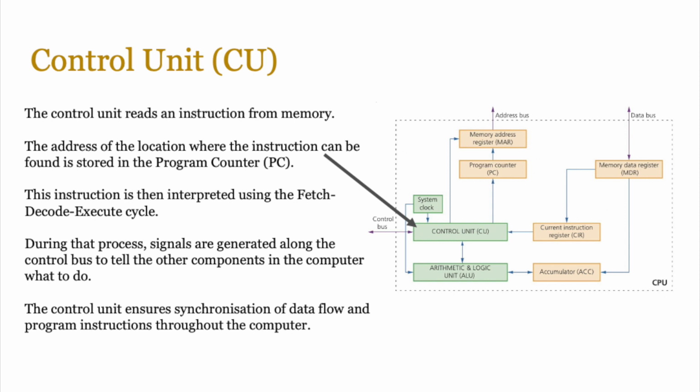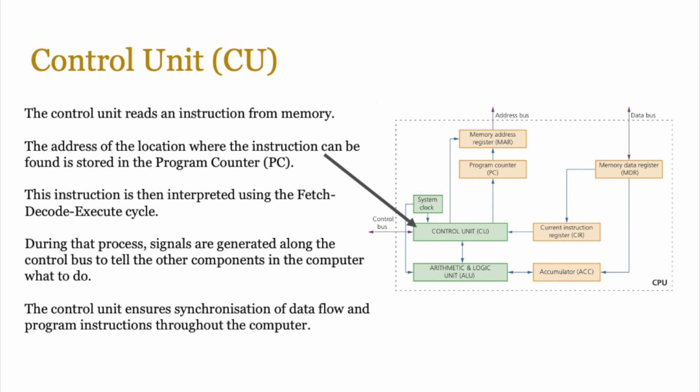So we're going to start with the first component that's part of this architecture, which is called the control unit. A control unit is the component that controls the entire fetch, decode, execute cycle. It reads an instruction from memory. The address of this particular location where the next instruction can be found is stored in the program counter. This instruction is then interpreted using the fetch, decode, execute cycle. During that particular process, signals are generated along the control bus to tell all the other components in the computer system what to do. So the control unit ensures synchronization of data flow and program instructions throughout the computer itself.